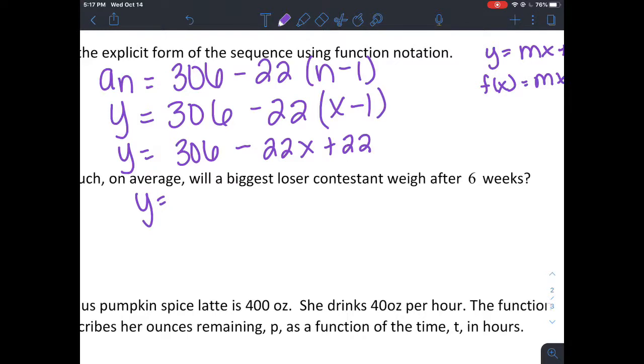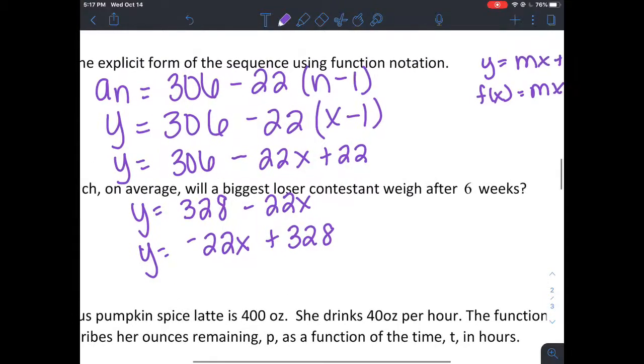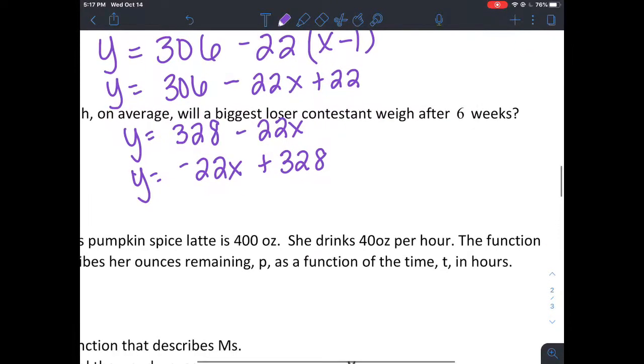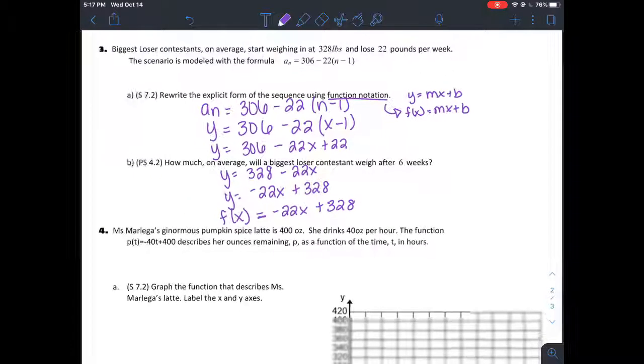Y equals, I'll combine like terms. 328 minus 22x. And then I'm just going to rearrange it so the x comes first. Y equals negative 22x plus 328. And then, because they want function notation, I actually want f of x instead of y. So f of x equals negative 22x plus 328.